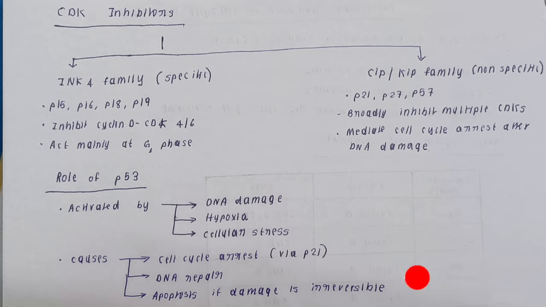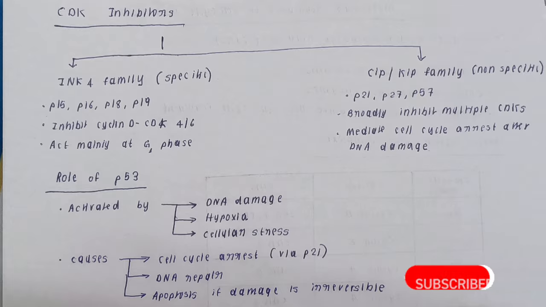Then role of P53, just mention it because P53 itself is a very big topic. So P53 is basically activated by DNA damage or hypoxia or cellular stress. So what does P53 do? It causes a cell cycle arrest. It temporarily arrests the cell cycle with the help of activation of P21, and it tries to repair the DNA. You would have studied in biochemistry the various DNA repair mechanisms. So in the checkpoint, the P53 recognizes if there is some DNA damage, it arrests the cell cycle with the help of P21, and it tries to repair the DNA.